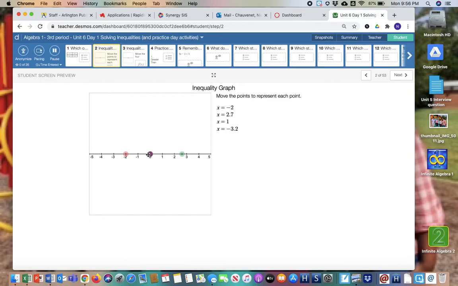Then we have x equals 1, so we just move that to +1, and try to get as close to it as you can. And then -3.2, so again, go down to -3. -3.2 is a little bit past -3, so somewhere in that region. That would represent where those points are. As we start graphing the inequalities, we're still going to need to put the original circle, whether it's open or closed, over the correct value, so it's important you know where they are on the number line.